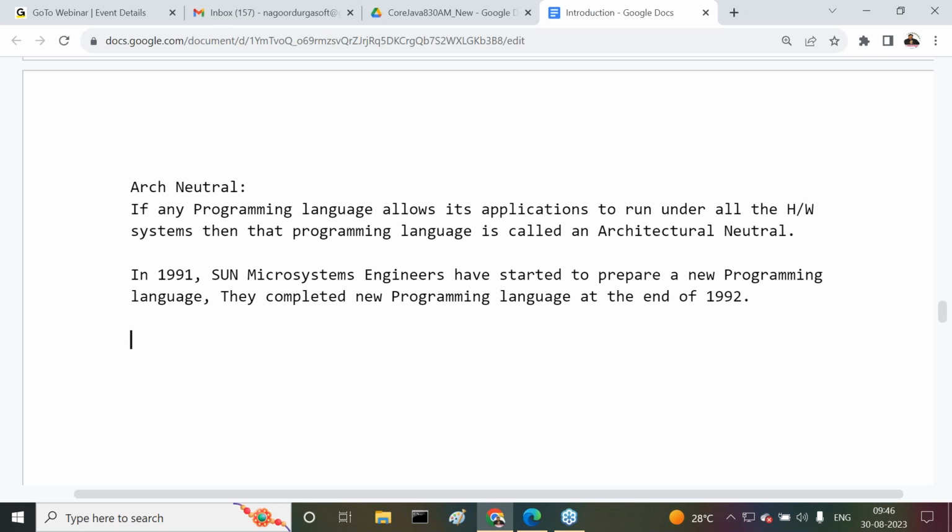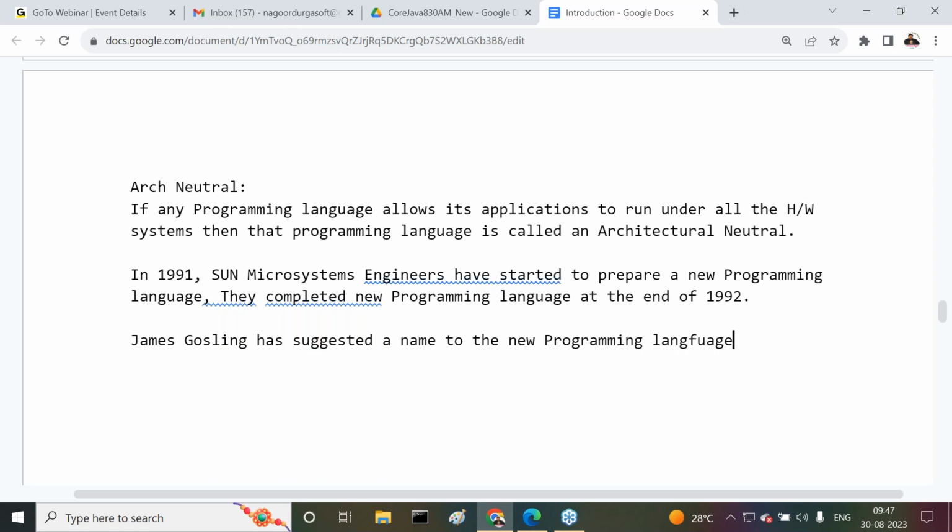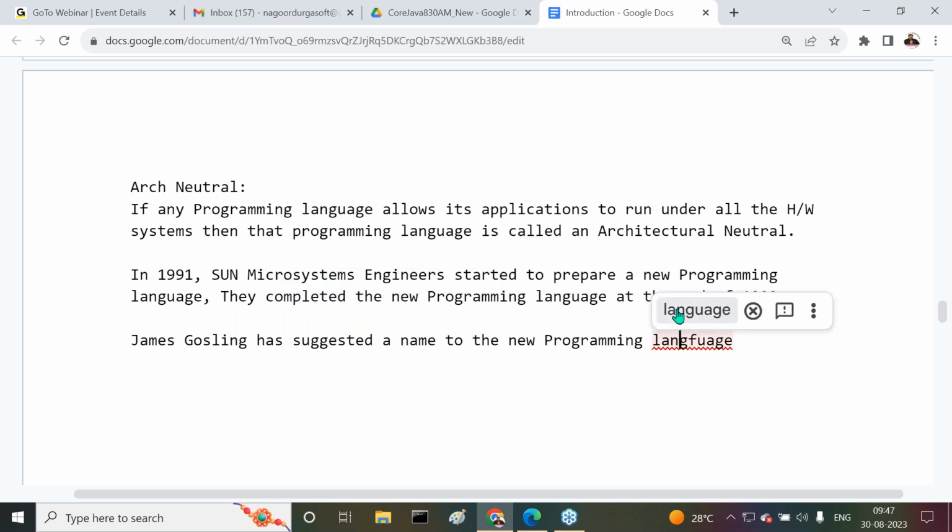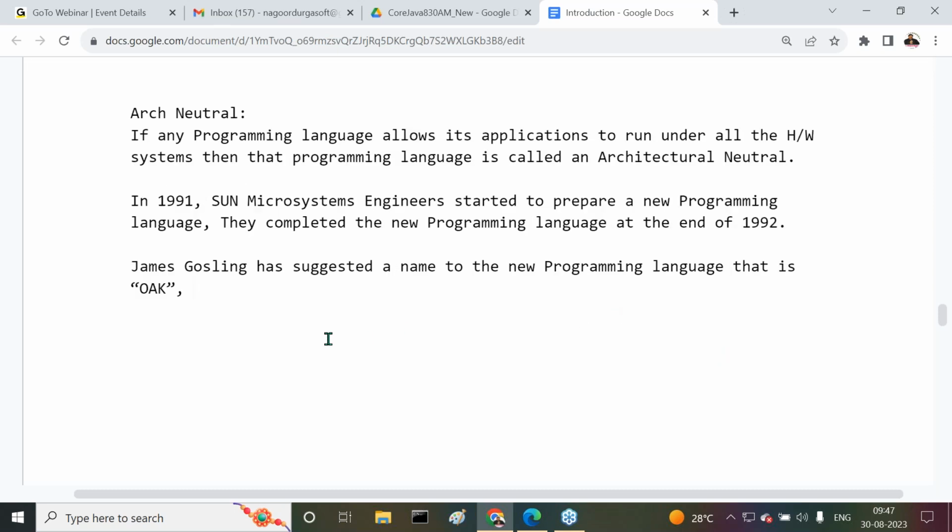That's it. Now, what next one came? After preparing the new programming language, they had to give a particular name to it, or not? Then people were searching for a name for this new programming language. Observe carefully. James Gosling has suggested a name to the new programming language. What was that name? James Gosling suggested OAK. OAK is the name.